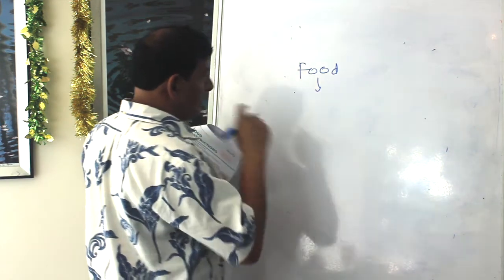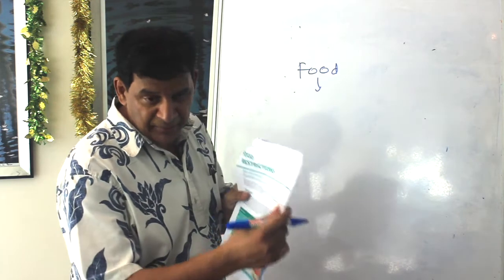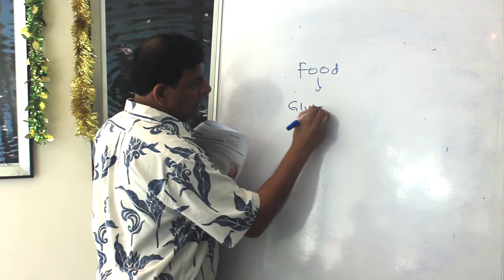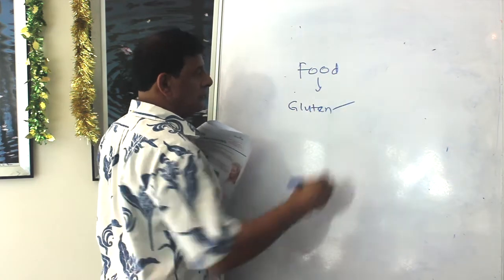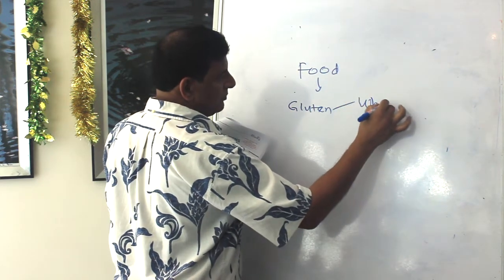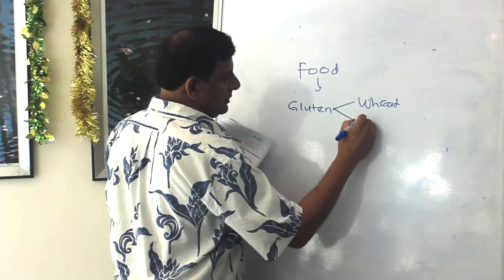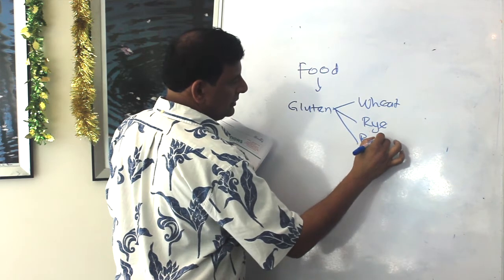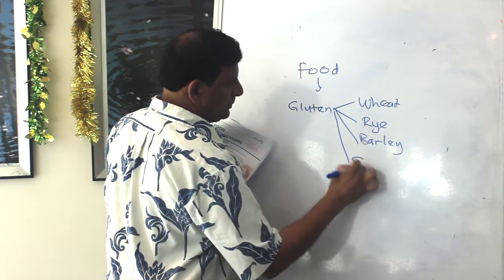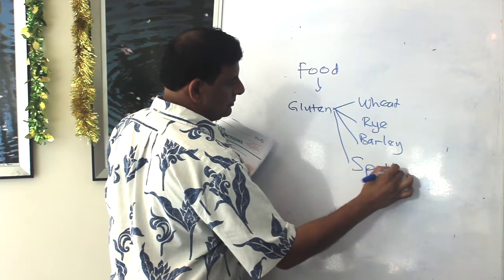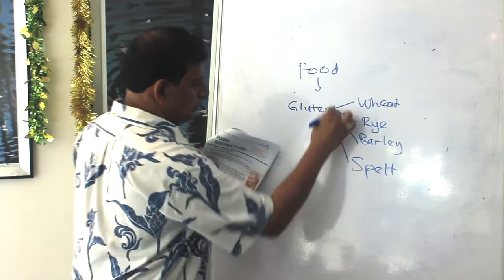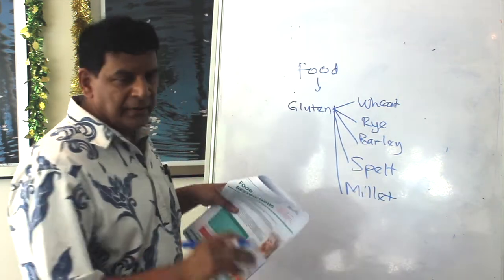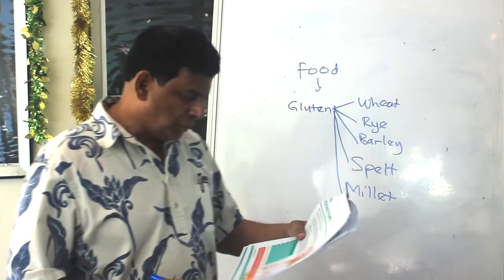I have 15 minutes. I'm wrapping up this. Under the food, most important is the gluten. Under gluten, we have the wheat, rye, barley, spelt, millet. These are the most important components.